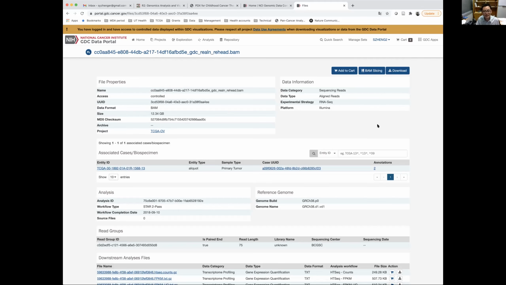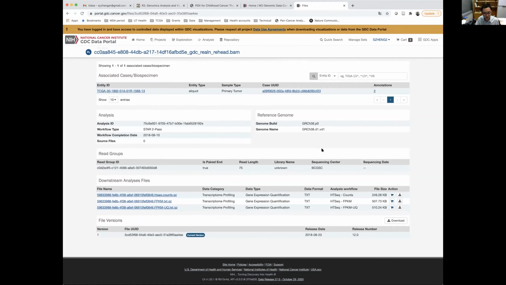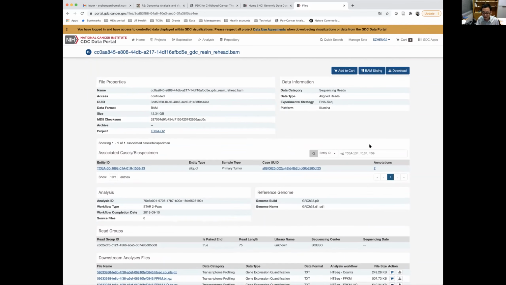So the GDC provides a tool called GDC Tools. I don't think I can show it here, because to use the tool you need Linux. You need to install the tool on Linux, and then you have to provide a list of files you want to download using the UUID. This is a unique identifier for each file. They have a UUID for each case and even each file. So once you get a list of these UUIDs, you can put them all in one file and give it to the GDC tools, and GDC tools can download all that for you.